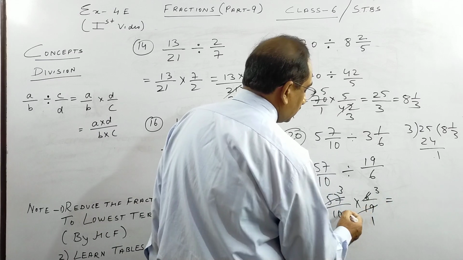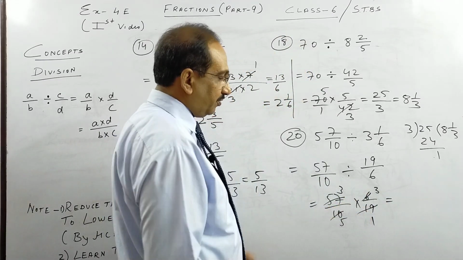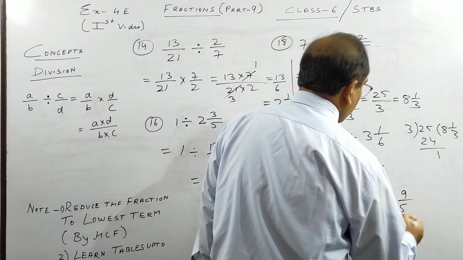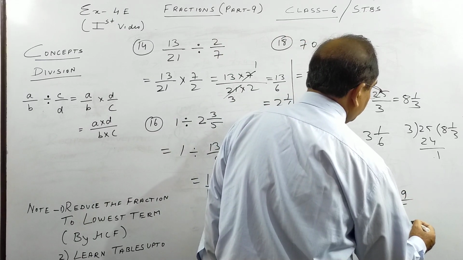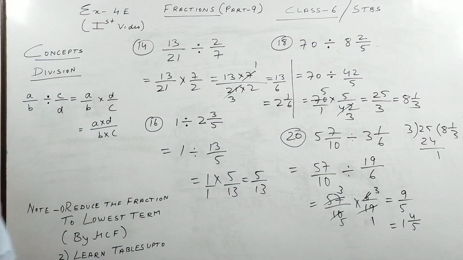2 3s are 6, 2 5s are 10. This 2 goes in 2's table. What is remaining up? 3 3s are 9 by 5. So this is 1 4 by 5 you will get. So question number 20 you will get 1 4 by 5. So kindly pause the video and copy.